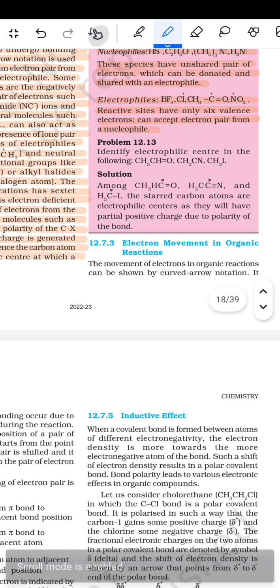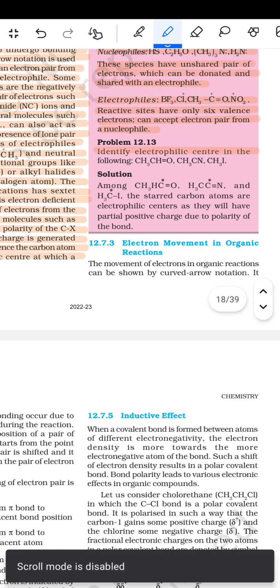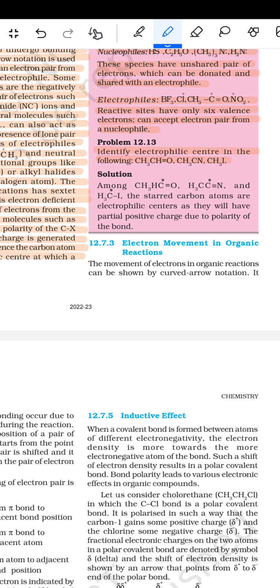Problem 12.13, identify the electrophilic center in the following: CH3CH=O, CH3C≡N, and CH3I. So among the CH3CH=O, CH3C≡N and the CH3I, the starred carbon atoms are electrophilic centers as they will have partial positive charge due to the polarity of the bond.